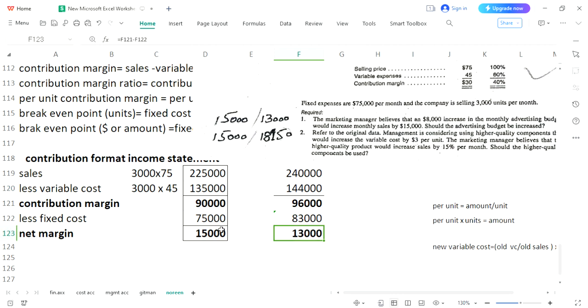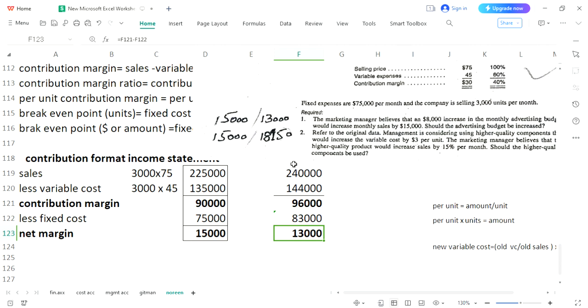Without advertising, we were getting net margin 15,000. And after advertising, though our sale has increased, we accept it, your net margin had become 13,000. Look at the volume of this question. Just two, three, four lines you have written, with which you are able to decide.